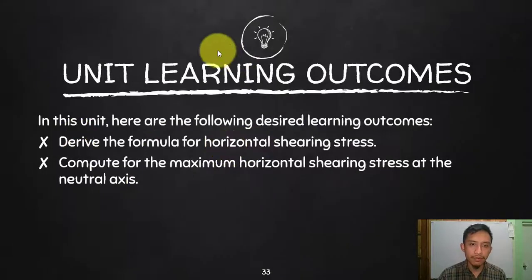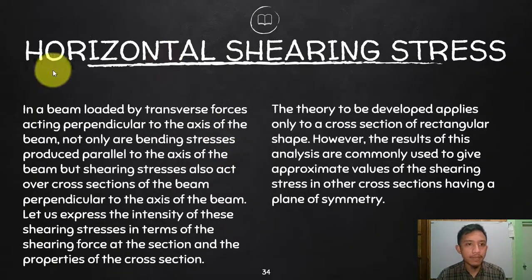So for this unit, these are your unit learning outcomes: derive the formula for horizontal shearing stress, and of course compute the maximum horizontal shearing stress, which is found at the neutral axis. We will describe later on why your maximum horizontal shearing stress is found at your neutral axis. Now this is your definition for that.